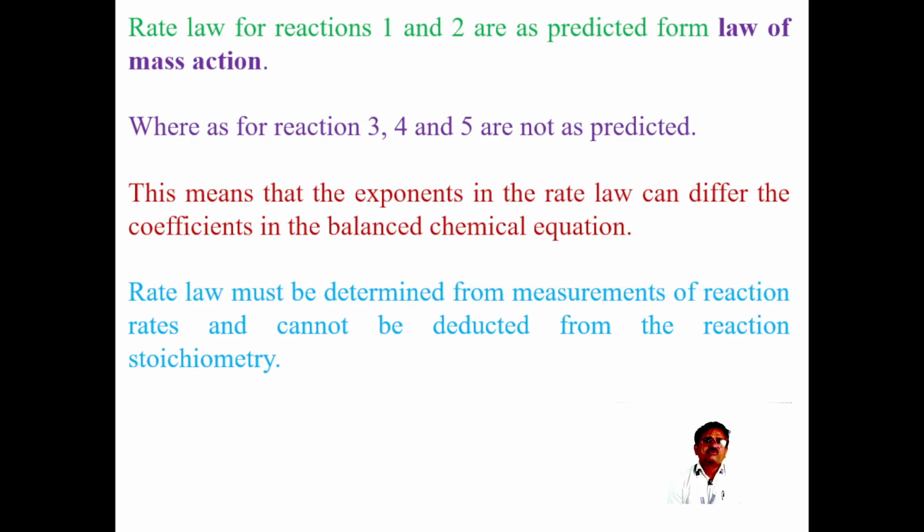Now the rate laws for reactions 1 and 2 are predicted from the law of mass action, whereas for reactions 3, 4 and 5 they are not as predicted. So this means that the exponents in the rate law can differ from the coefficients in the balanced chemical equation. Now the rate law must be determined from measurements of reaction rates and cannot be deduced from the reaction stoichiometry.